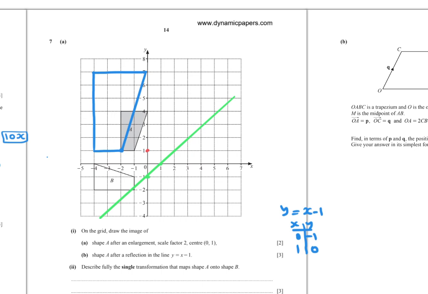Now find the image of shape A by reflection on this line. To find the image for this point, it is 1 diagonal and a half from the mirror line. So its image is 1 diagonal and a half from the other side. So this is the image.